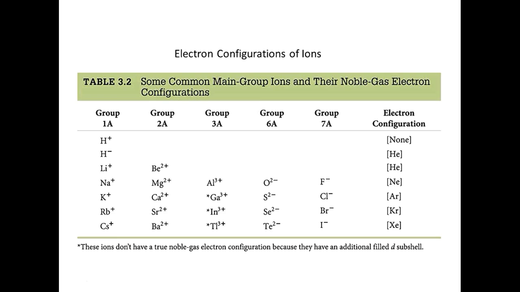So this table shows you electron configurations. We're going to come back to this. The next video talks about this a little bit more, but here we have group 1, group 2, group 3. These are all metals. They tend to lose electrons to form cations, and they obtain these electron configurations, which are all noble gas configurations. And here we see group 6 and group 7, which tend to gain 2 and 1 electron respectively, and that also helps them achieve noble gas configuration.